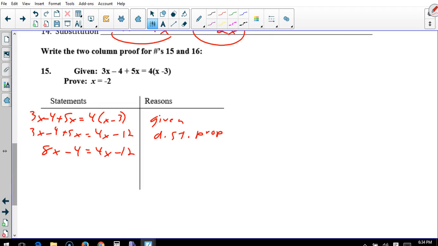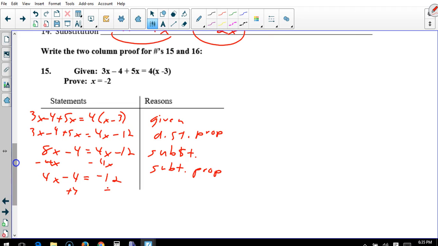You could call that combining like terms. You can also call it substitution, because you're substituting 8x in for 3x plus 5x. We just talked about that above. But if you put combining like terms, I would have taken that. Then we're going to minus 4x, which is the subtraction property. Which gives us 4x minus 4 equals negative 12.